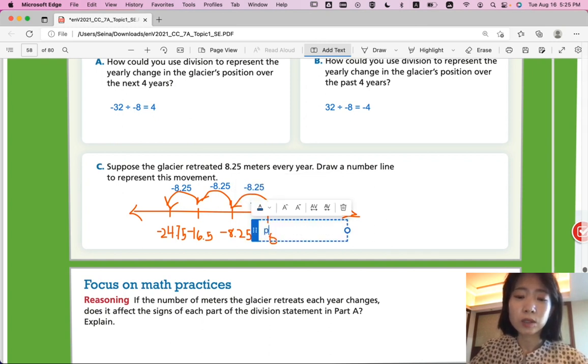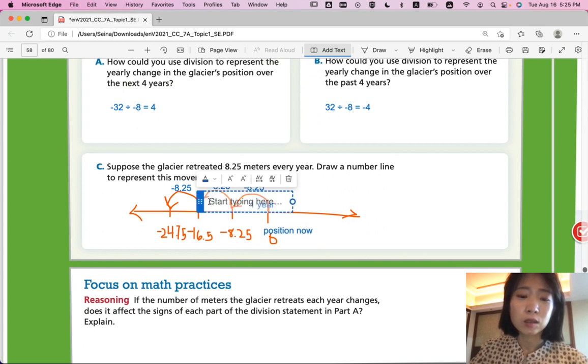And this is the position now, and this is another year. This is 1 year each.